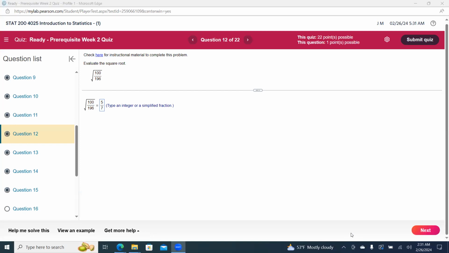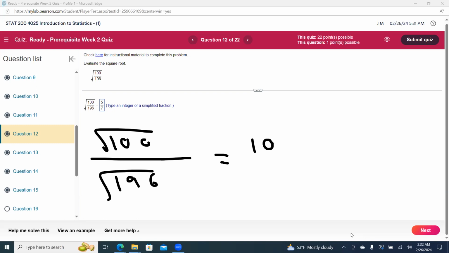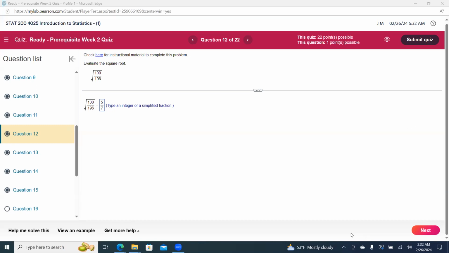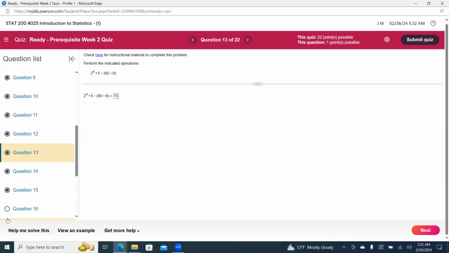Yeah, so this is a fun problem. So we can say that it is an algebra rule that the square root can go up top and down below. And then that's 10 over what? That is a 14 squared. 196 is 14 squared. And then it's factor and reduce, a 2 times 5, a 2 and a 7. The 2's are gone. I get a 5 over 7. So who cares about that? Just do it in the calculator.